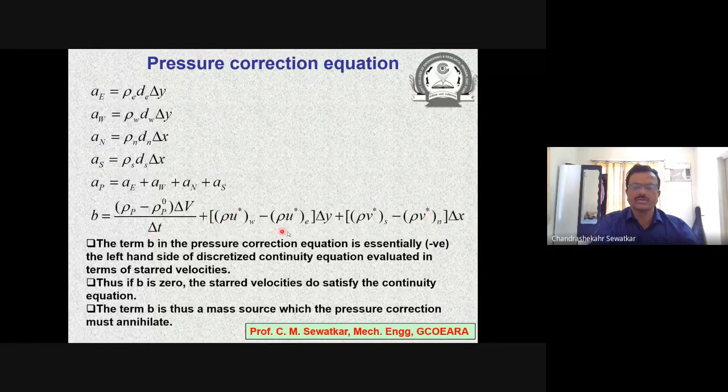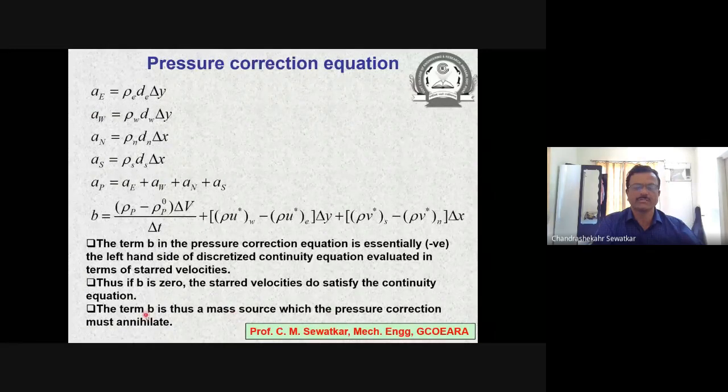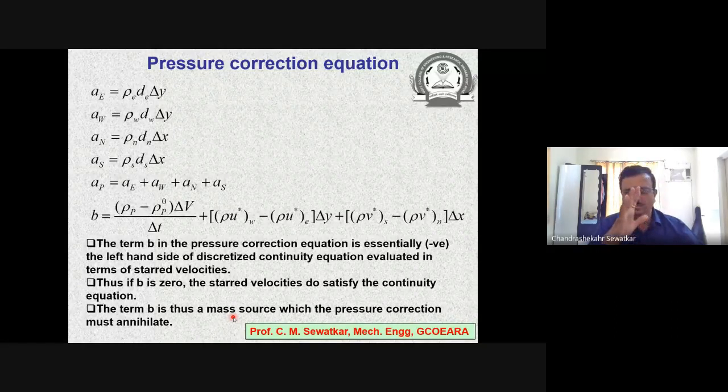So if B turns out to be 0, the term B in the pressure correction equation is essentially the left hand side of the discretized continuity equation evaluated in terms of starred velocities. Thus, if B is 0, the starred velocities do satisfy the continuity equation. The term B is thus a mass source which the pressure correction must annihilate. So we need to do the pressure correction such that the mass source is annihilated. That is, the mass source becomes 0.